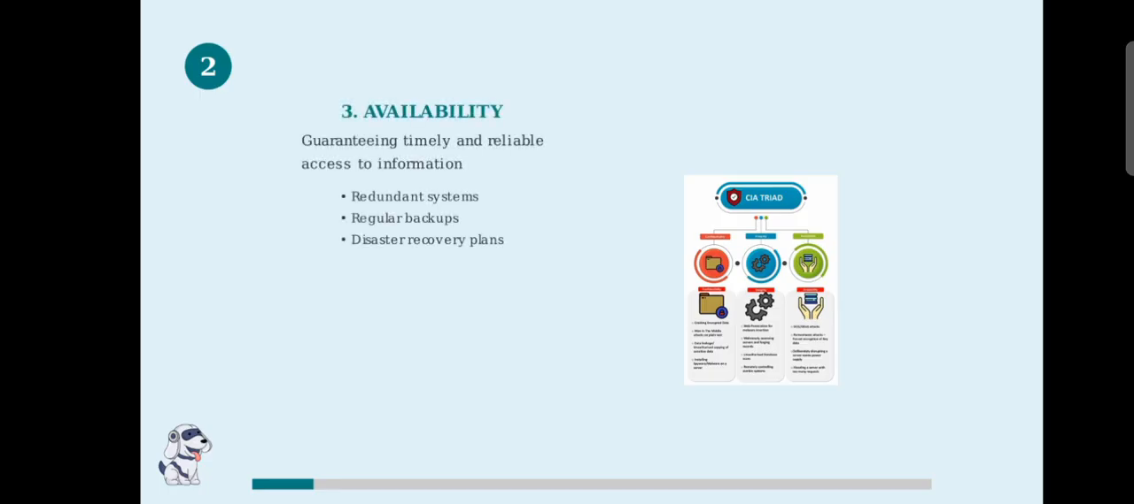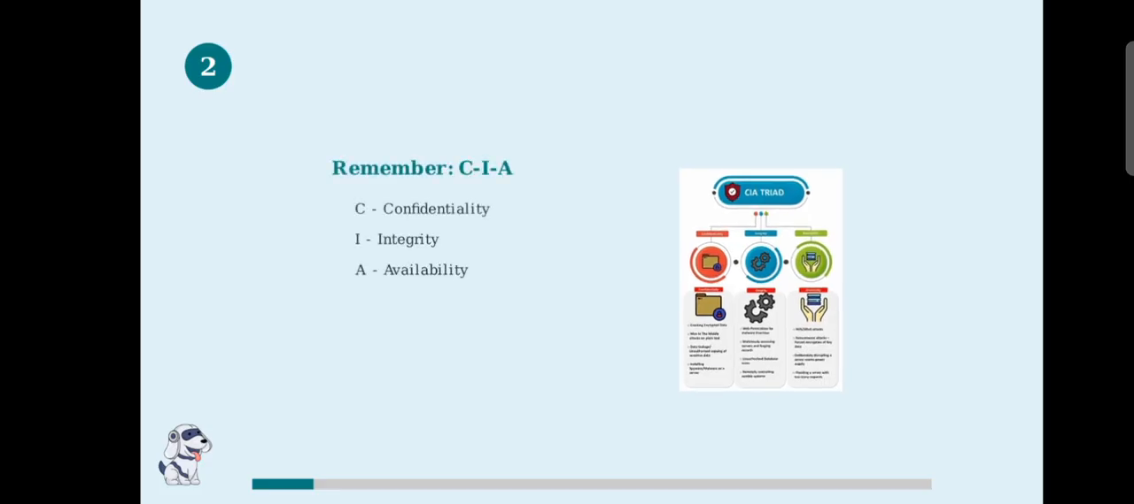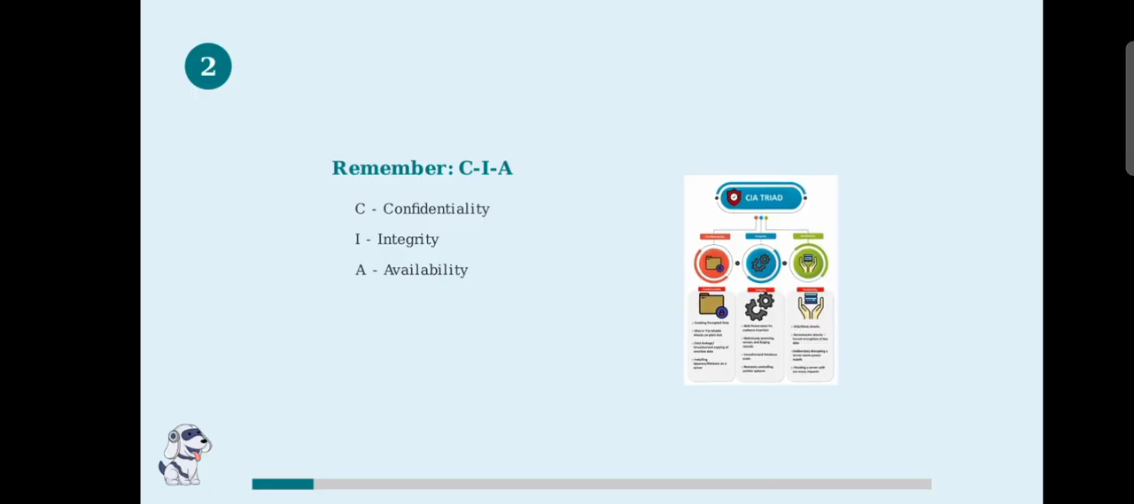Availability ensures that information and systems are accessible when needed by authorized users. This requires redundant systems, regular backups, and comprehensive disaster recovery plans. Remember the CIA triad as your foundation. Confidentiality protects information, integrity ensures accuracy, and availability guarantees access. These three principles work together to create comprehensive cybersecurity protection.